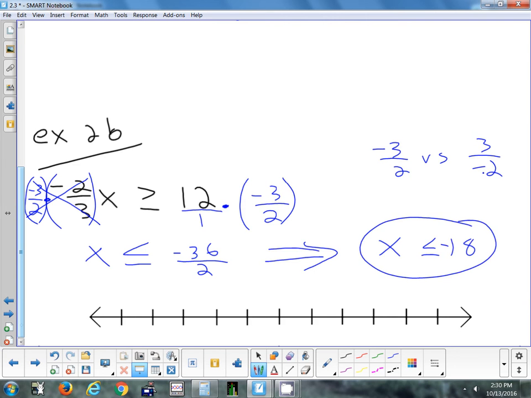Okay, any questions on that? Who can tell me why did I flip it again? Why didn't I just leave it the way it was? Because you timed it by a negative. I times it by a negative. Times it. Okay? Or multiply. Yep, same thing. Okay, any questions before we do our last problem? Nope. Example 3, last one.